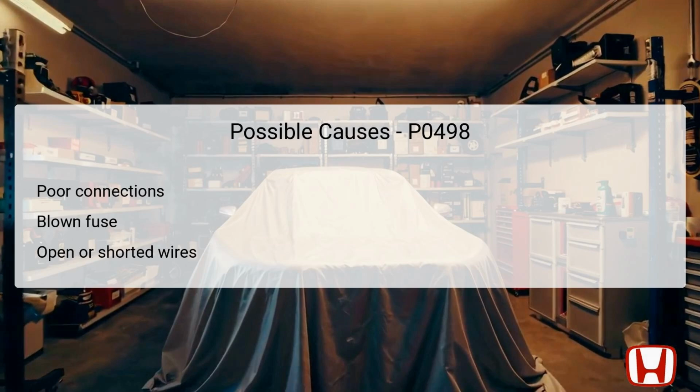There are several potential causes leading to the P0498 DTC code. One of the most common issues is poor electrical connections or loose terminals, particularly at the EVAP canister vent shut valve and the PCM. This may lead to an inadvertent loss of voltage along the circuit. Another potential cause can be a blown fuse.